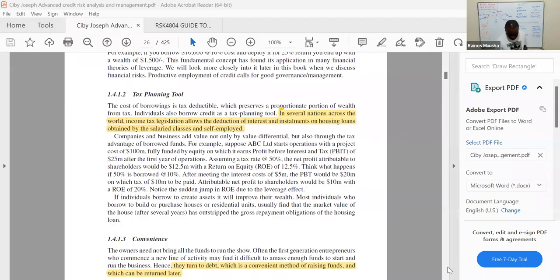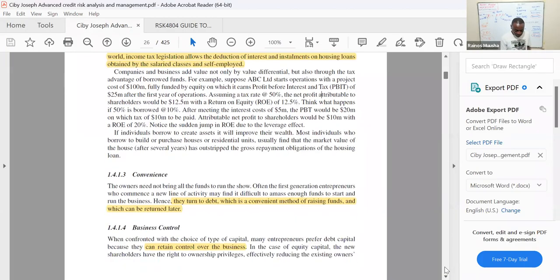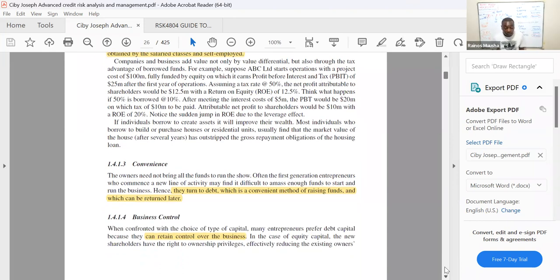Moving on, the other advantage of credit is convenience. And here I'll read the whole paragraph. They say, the owners need not bring all the funds to run the show. Often the first generation entrepreneurs who commence a new line of activity may find it difficult to amass enough funds to start and run the whole business. Hence, they turn to debt, which is a convenient method of raising funds and which can be returned later.